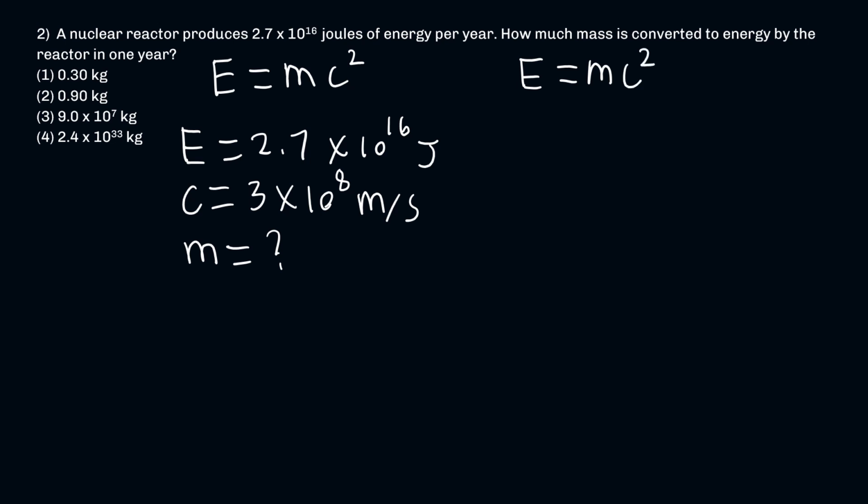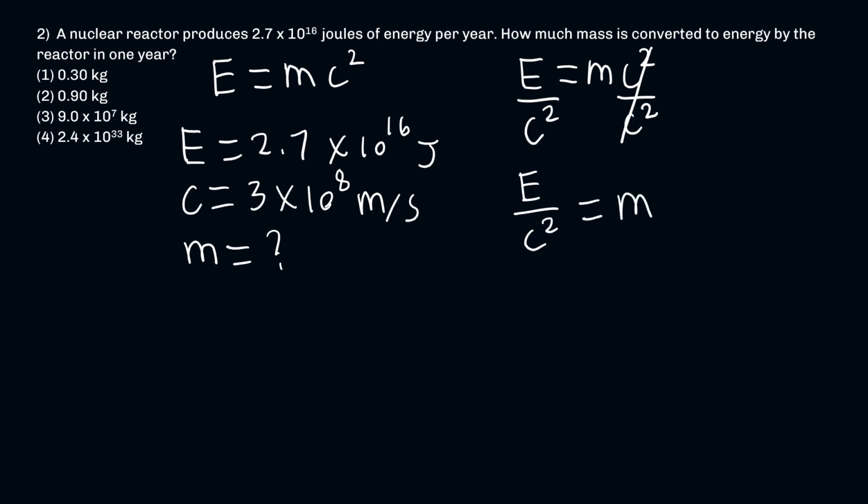I have c squared that is attached to my mass by multiplication. I want the mass by itself on the right side since that's what I'm solving for. So I'll divide out c squared from both sides of the equation, and I end up with the energy over c squared equals my mass.